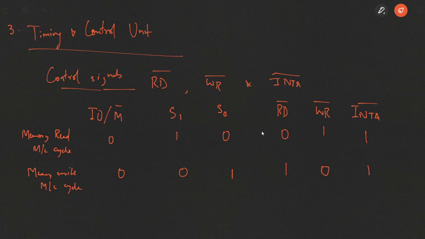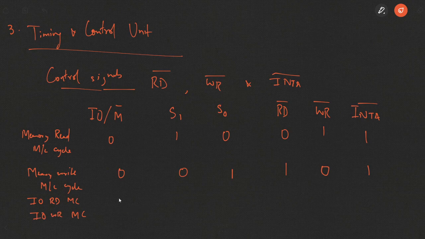In the memory read machine cycle, the microprocessor reads the data from the memory. The status of different pins of the microprocessor will be monitored by the timing and control unit, and you can see that in these two machine cycles, memory read and memory write, the status of these pins will be as such. Fine. Similarly, we then have the IO read and IO write machine cycles.